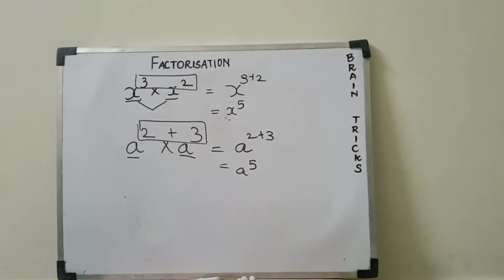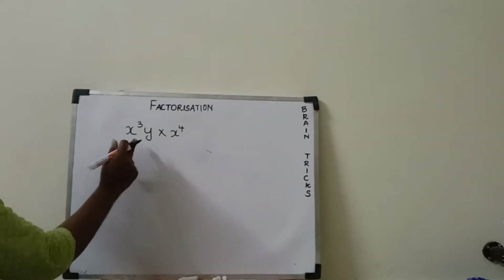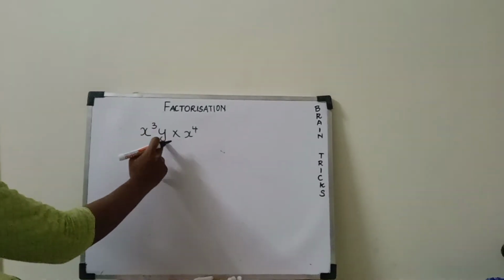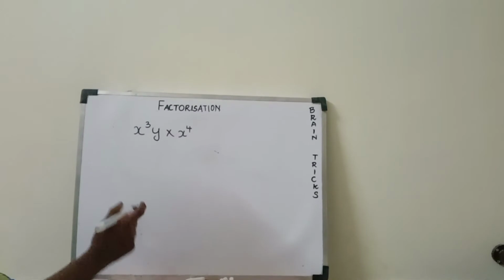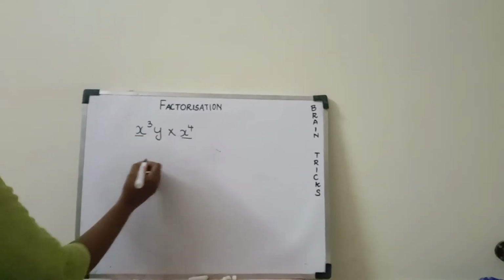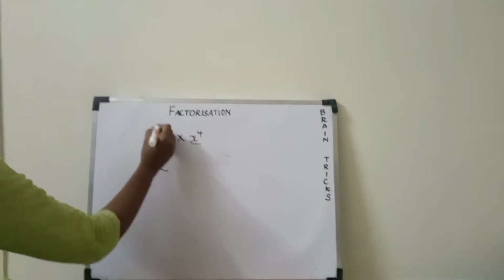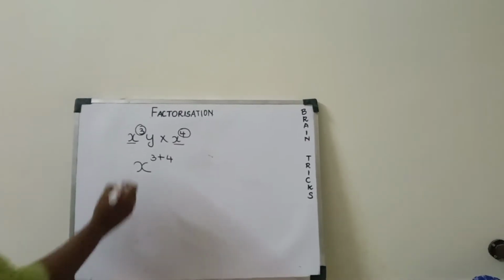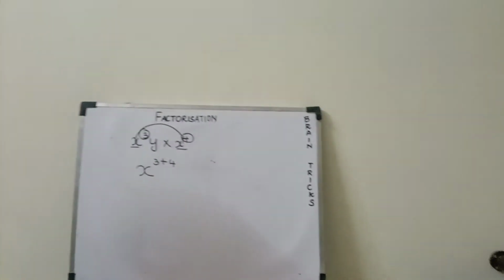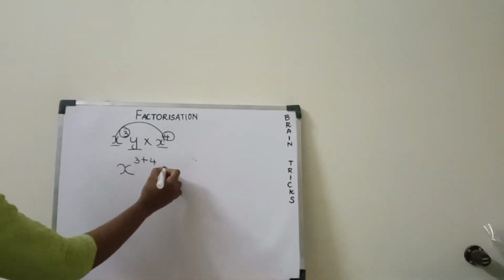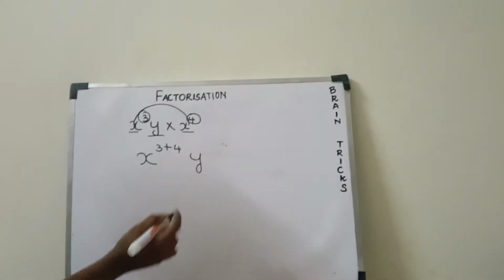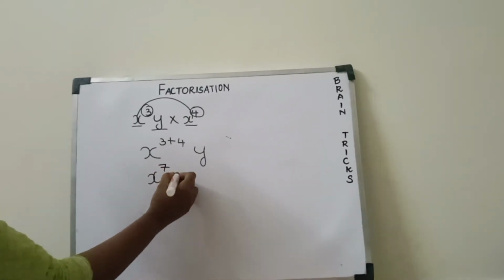Clear? Next, we are going to multiply this term and this term. This term has x power 3 y and this term has x power 4. Look at this. Here I have x, and here I have x. So I am just writing x. Next, you are going to add the powers. So x power 3 plus 4. Clear? Now I multiplied this x power 3 and x power 4. Next, I have y. This term doesn't have y. We have y in the first term only. So I am just writing y as it is. So the final answer is x power 7 y.